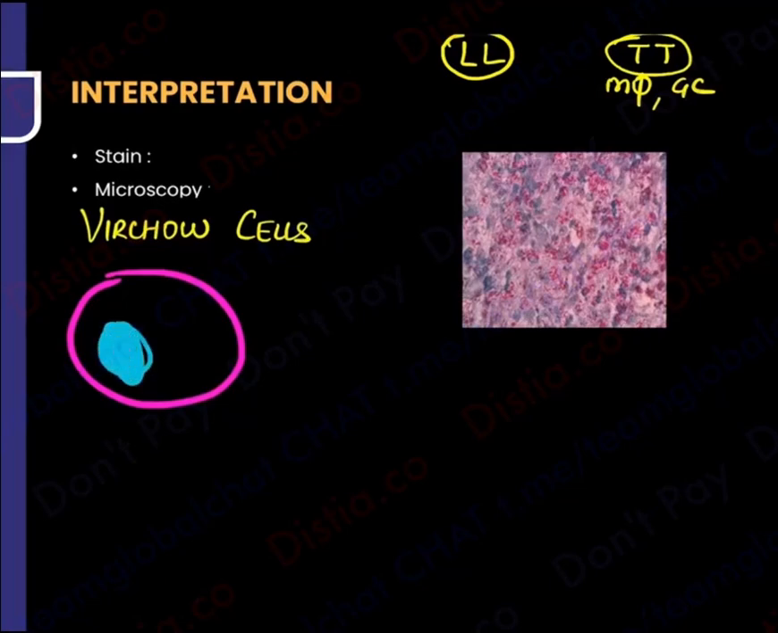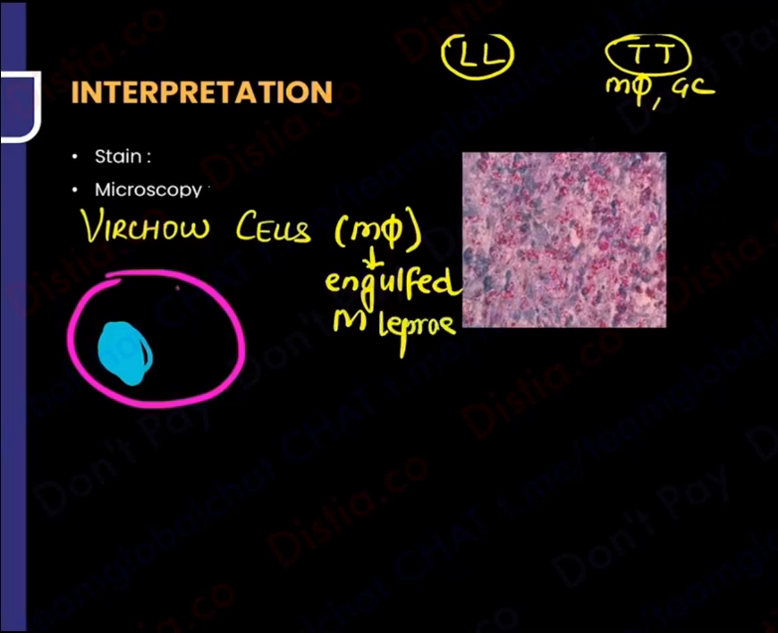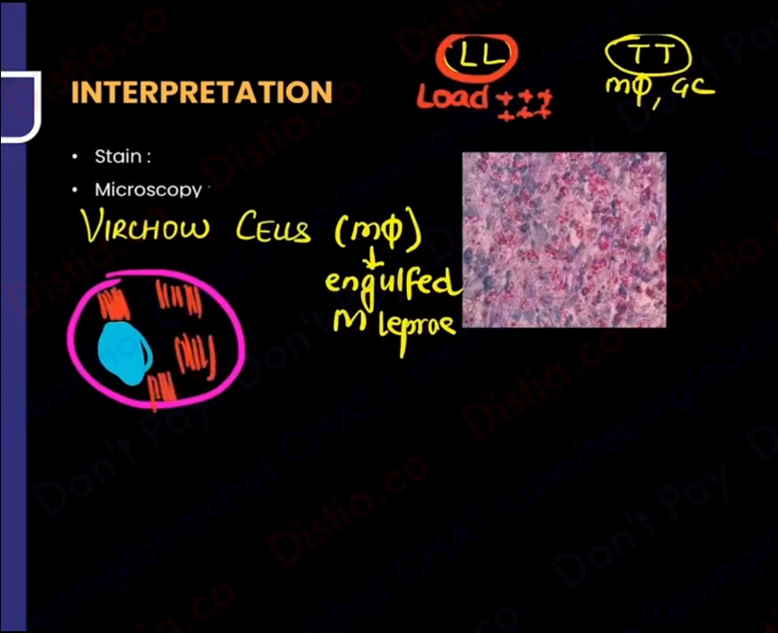Virchow cells are nothing but macrophages, and this is a macrophage that has engulfed the Mycobacterium leprae. So how will it look like? Look at this. Lots of, what did I tell you? Lepromatous leprosy mein, ma'am, the load is going to be very, very high. Lots of bacteria are there. So look at these bacteria. They are in bundles. So these have identified lots and lots of bundles.